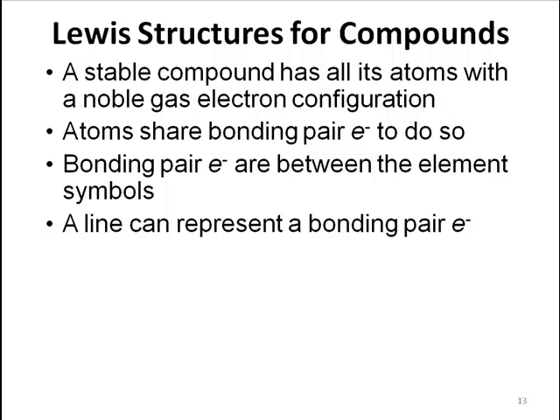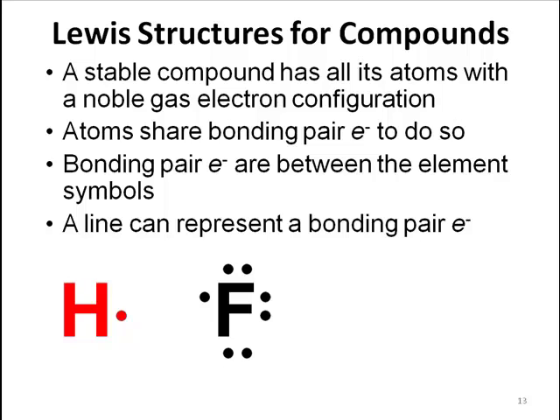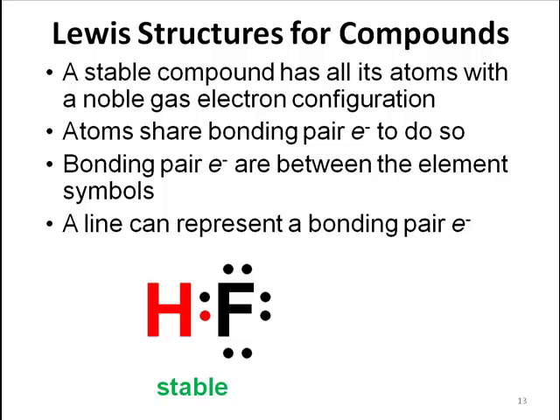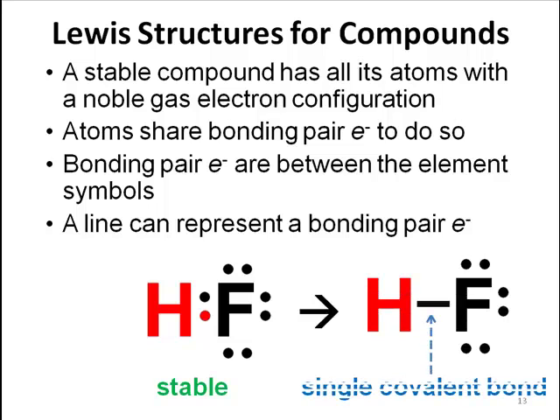A line can also represent a bonding pair of electrons, and that's often used on a structural diagram. So if you have H and F, you bring them together, you'll notice that those two are now stable because they are sharing this pair of electrons here. This is called a bonded pair, and these outside are not bonded pairs. This one is called the bonded pair here, being shared between H and F. This is called a single covalent bond, where this bonded pair is located, and can be represented by a line or by 2 dots, but not both.